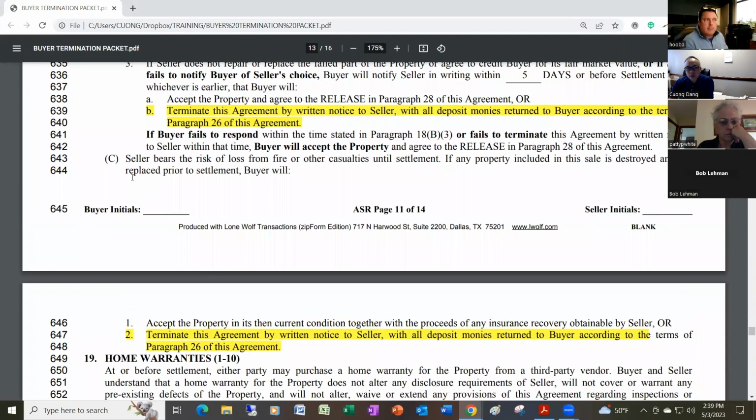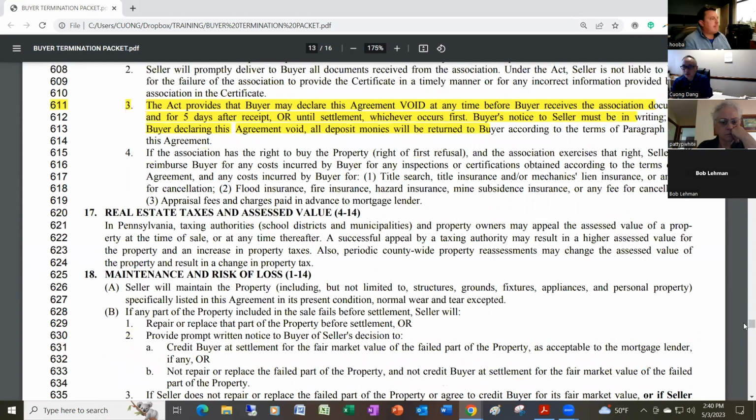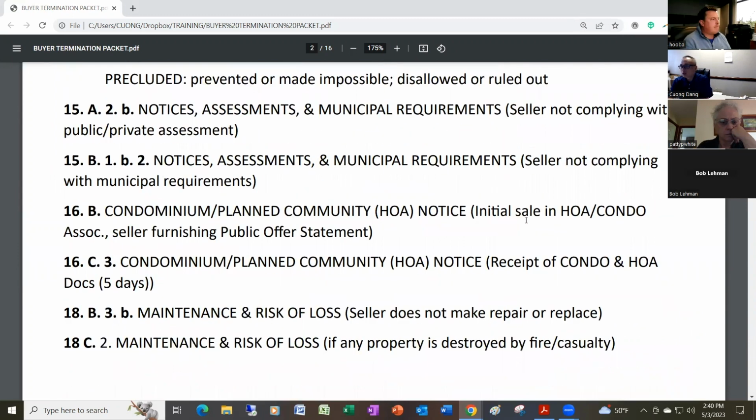Then paragraph 18C, let's just read C real quick. Seller bears the risk of loss from fire and other casualties until settlement. If any property included in this sale is destroyed and not replaced prior to settlement, buyer will, 1, accept the property, or 2, terminate by written notice to the seller, and all deposit monies returned to buyer. So there you go. These are the paragraphs that you should use to cite why the buyer terminated.